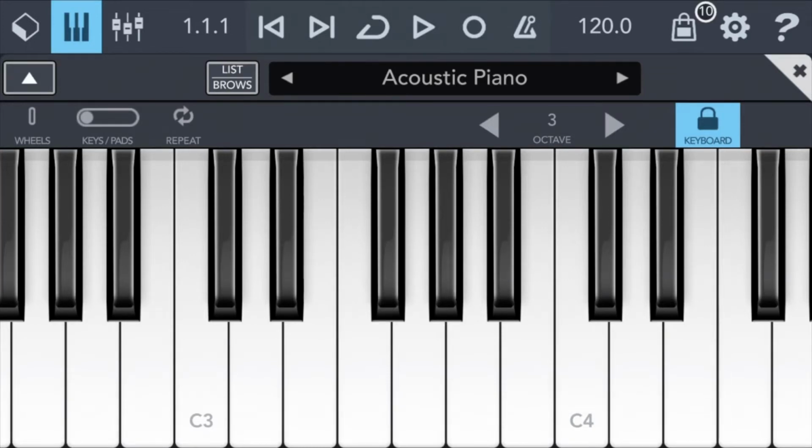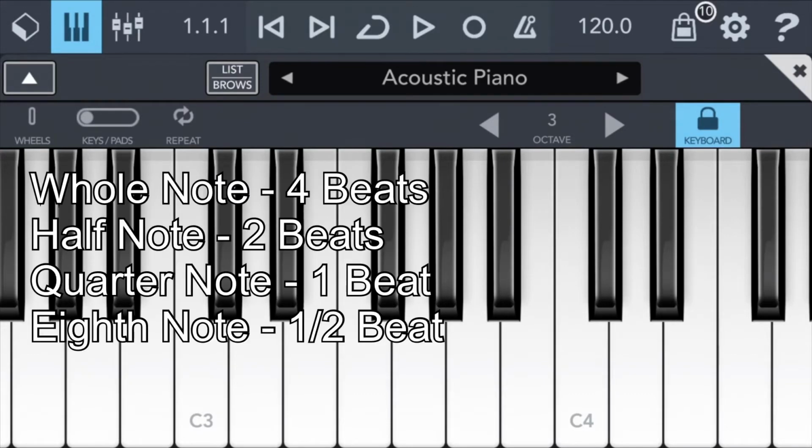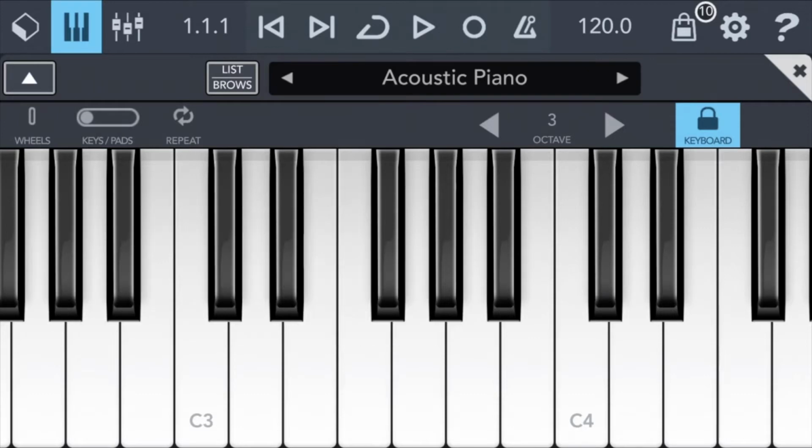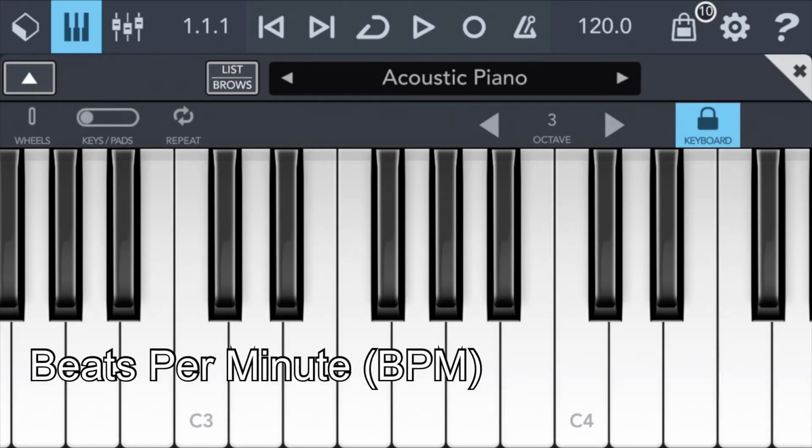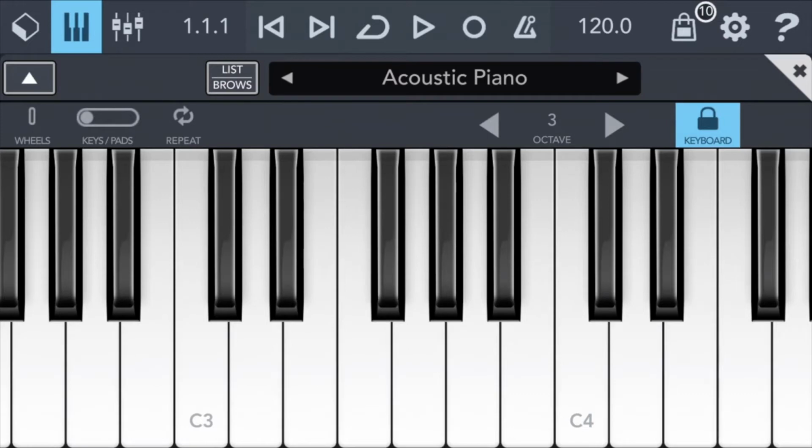Today we'll be going over basic rhythm terms: a whole note, a half note, a quarter note, and an eighth note. But before we get into that, we have to know the tempo of our song. The tempo is the speed at which the song is being played. This is measured in beats per minute, also known as BPM. Right now, in my DAW, I have my BPM set to 120.